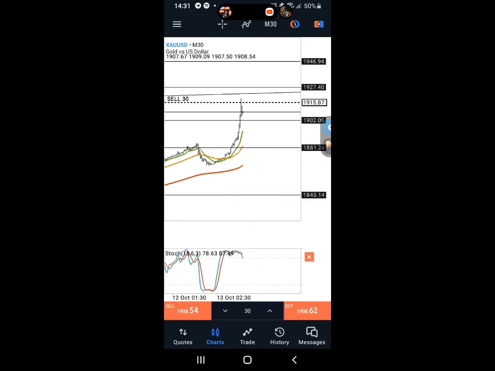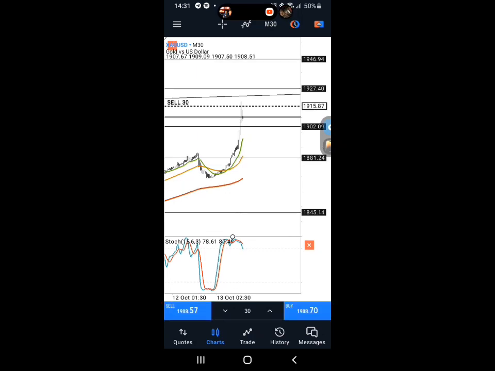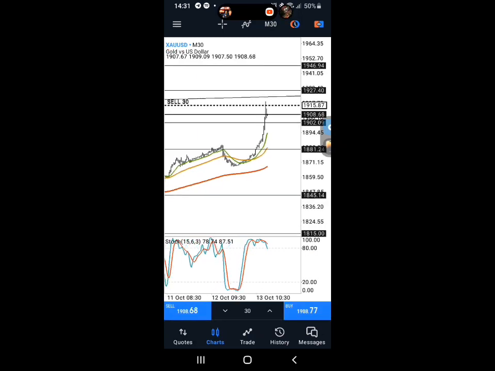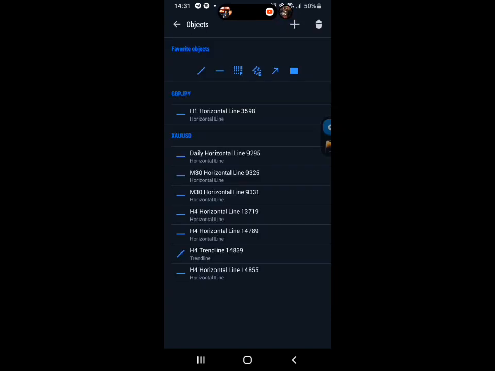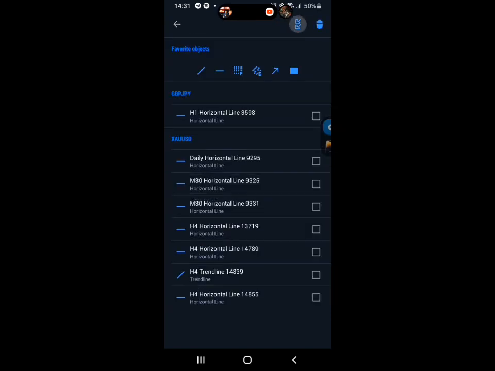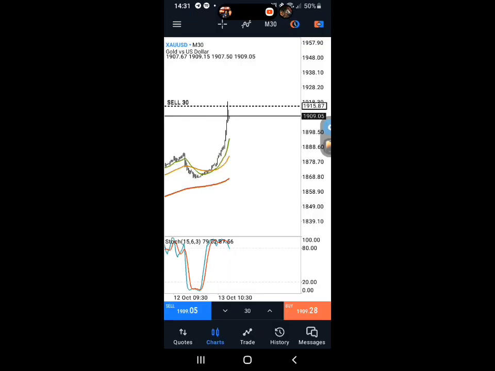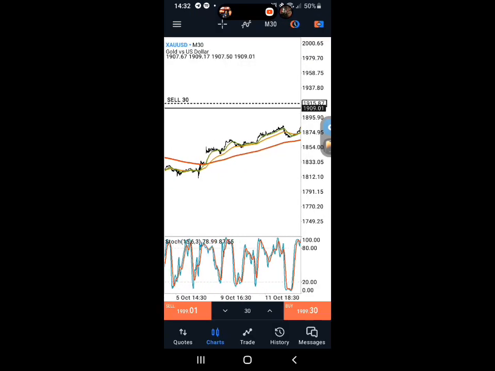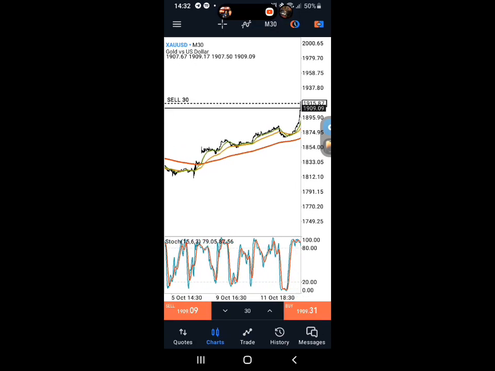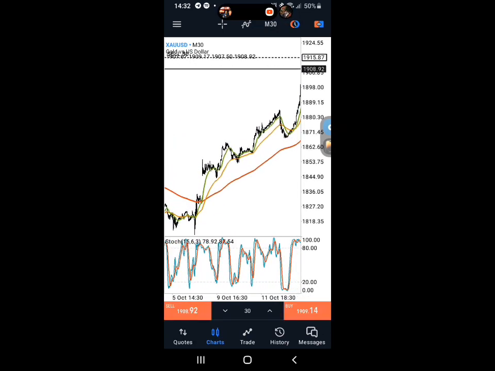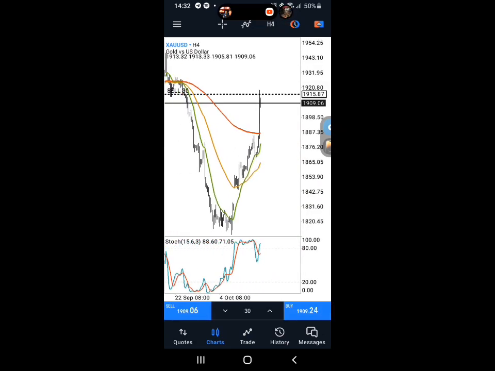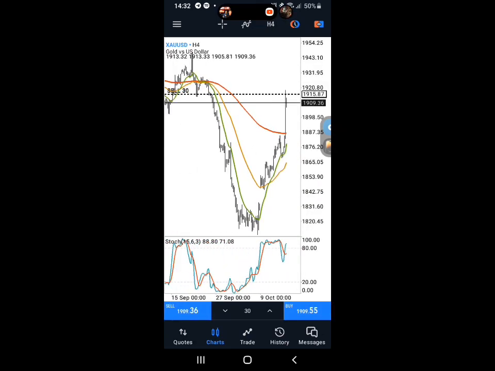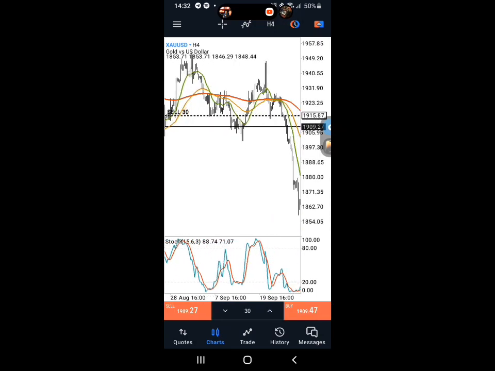But I'm looking at it like this. If we are going to look to sell gold, anywhere below 1946 is going to be a good opportunity to sell gold and hold it all the way down to 1815, 1810, because that is where the gap happened. Now, you have to use proper risk management in order to trade this successfully. Use small lot sizes. Do not follow what I'm doing. Apart from the strategy itself, practice good risk management and you will be good.